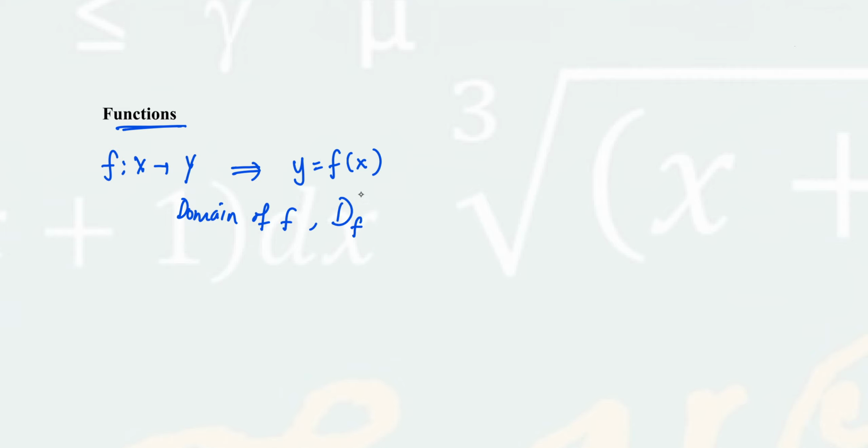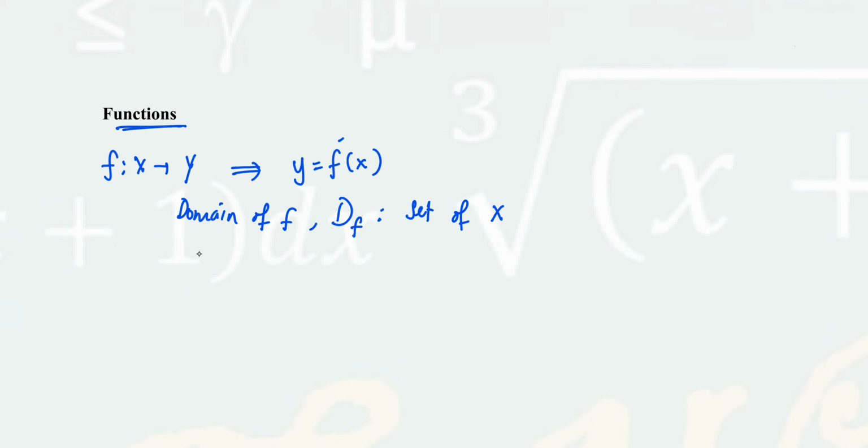Now, let's start with the notes first. Basically, if you are given this form, f(x) approaches y, I can easily change this into y = f(x). In this chapter, you need to know the domain. For your information, the domain of f is denoted by D, and since this is a function of f, you just write a subscript f. This domain of f refers to the set of x values.